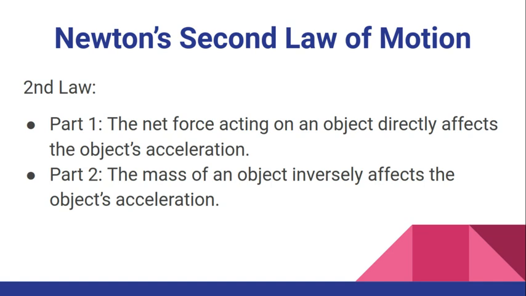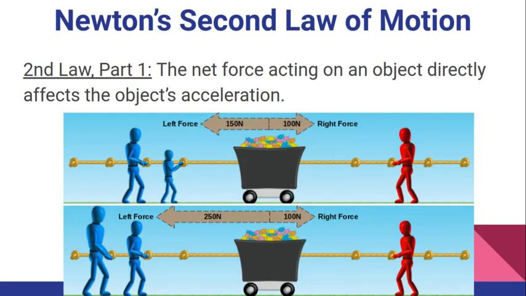So let's delve into the first part of the second law, which states that the net force acting on an object directly affects the object's acceleration. Here's our tug of war example again. Notice in both cases, the blue team is going to win. In both cases, the blue team is going to get the wagon to accelerate because they are pulling with more force than the red team. That's what the first law said.